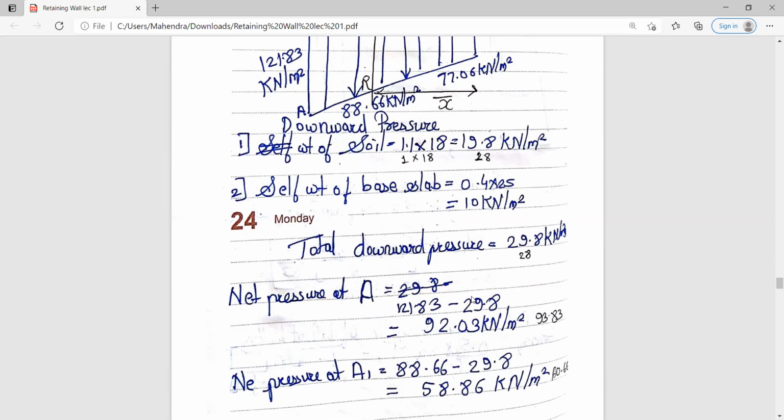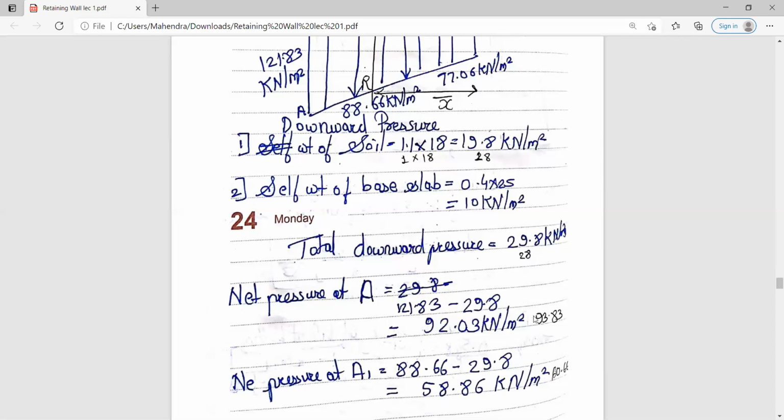After calculating the net pressure at A, you need to calculate the net pressure at A1. So net pressure at A1 calculate करने के लिए again you are going to consider this value, that is 88.66, जो कि हमने P4 के लिए calculate की थी. तो net pressure at A1 के लिए this value you are going to consider, that is 88.66 minus again downward pressure, that is 28. तो आपको net pressure at A1 मिलता है 60.66 kilonewton per meter square.